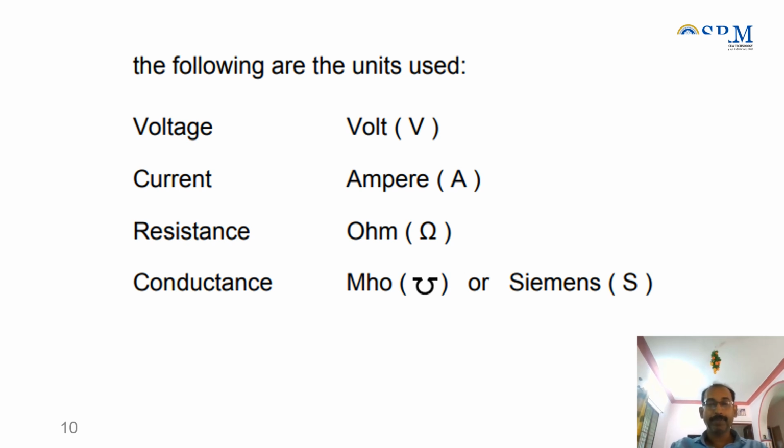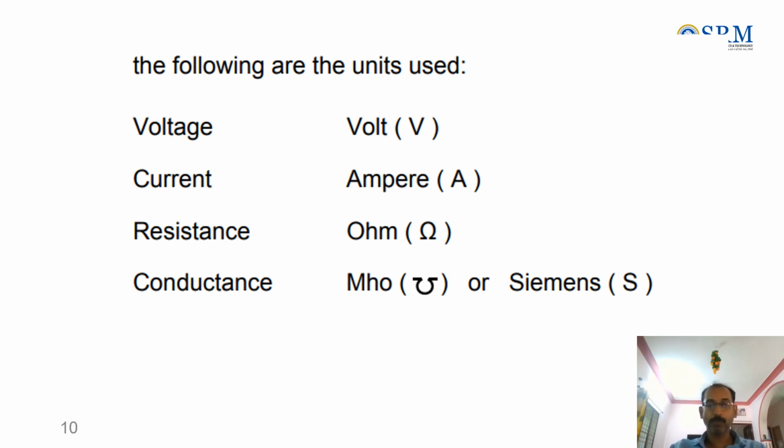Now let us see the following units: voltage, current, resistance, and conductance. Voltage is usually a potential difference. Current flows from higher potential to lower potential. When there is the same potential, current will not flow. Current always flows from higher potential to lower potential. The unit of voltage is the volt; for current, the ampere.